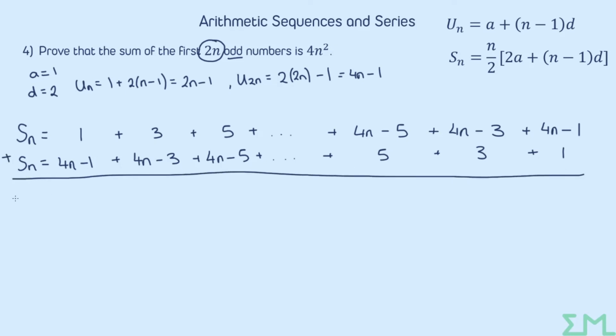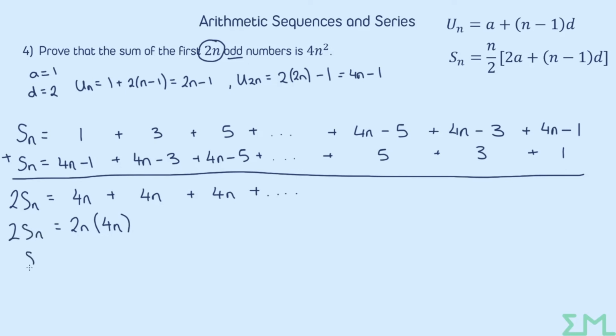There we are. So 2Sn: 1 plus 4n minus 1 is 4n. 3 plus 4n minus 3 is 4n. We can see this is going to work out quite nicely. 4n every time. Now remember, this time there are 2n terms. Lots of little ways you can get caught out in this question. There are 2n lots of these terms. So it is 2n lots of 4n.